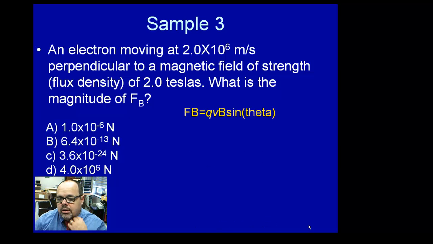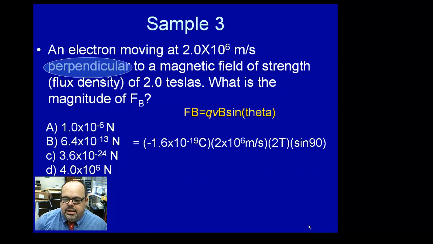So we start with our formula. FB is equal to qvB sine of theta. Pretty straightforward plug and chug after this. We know it's an electron. We know it's perpendicular. Perpendicular means the angle is 90 degrees. Sine of 90 degrees is 1, so I need to put that in there.